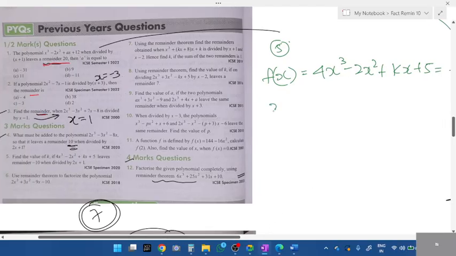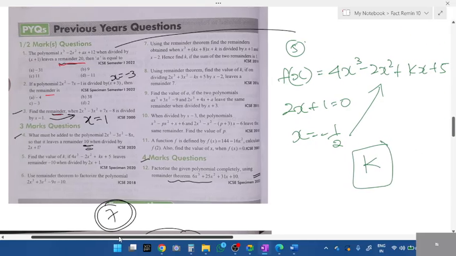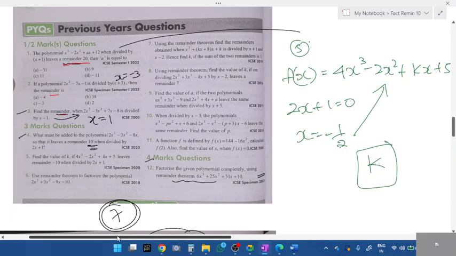Then 2x plus 1 is equal to 0, x is equal to minus 1 by 2. Substitute x is equal to minus 1 by 2. Keep solving, you'll get the k value here. That is what they asked. Find the value of k.